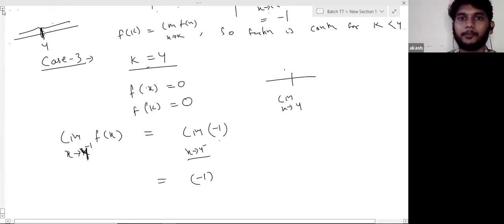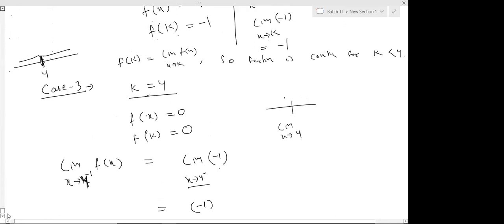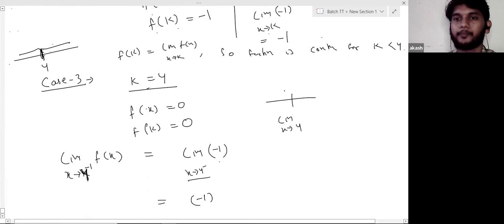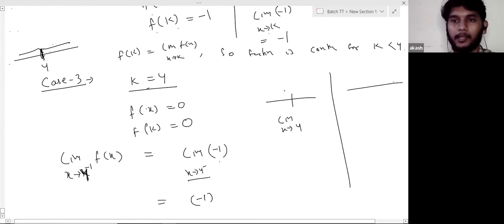Let me tell you, or let's write here. Again, see, when finding limit x tending to 4, we do not put x equals 4. x is almost 4, right, Sahel?